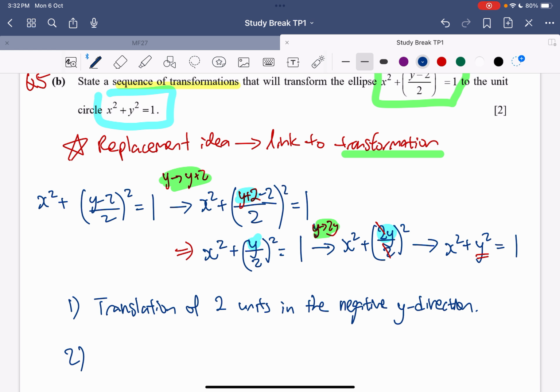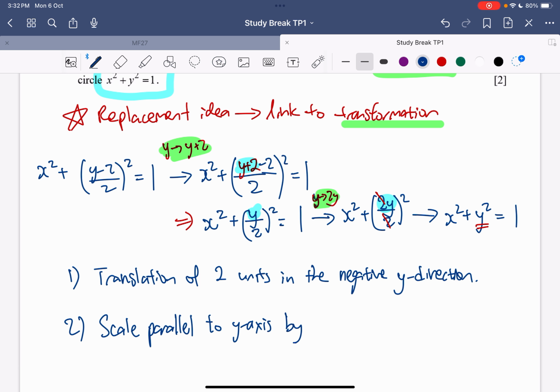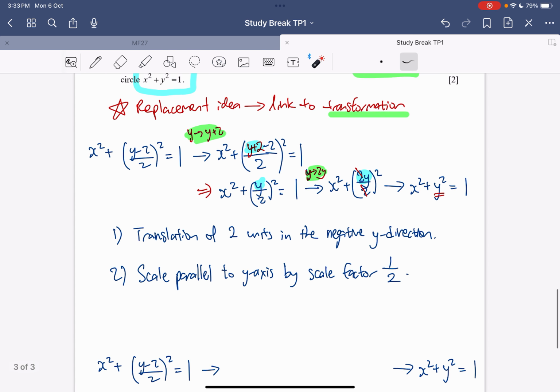Step 2, replace y by 2y. So whatever we replace it with is what we call the scale factor. So here, scale parallel, please write in full, to the y-axis. Whatever variable that you replace is the axis that it is parallel to, by scale factor 1 over k. So if you replace it by 2y, we are having a scale factor of 1 over 2. So again, idea of opposites: if you replace with ky, the scale factor is 1 over k. So this is one of the approaches, method 1.